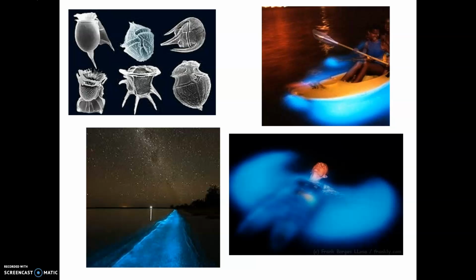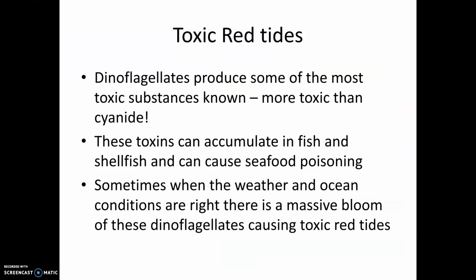So let's talk about some different types of algae here. So toxic red tides, these are going to be created by those dinoflagellates and produce some of the most toxic substances known, more toxic than cyanide. So these toxins will accumulate inside of the fish and other different organisms within the ocean and actually cause those animals to die.